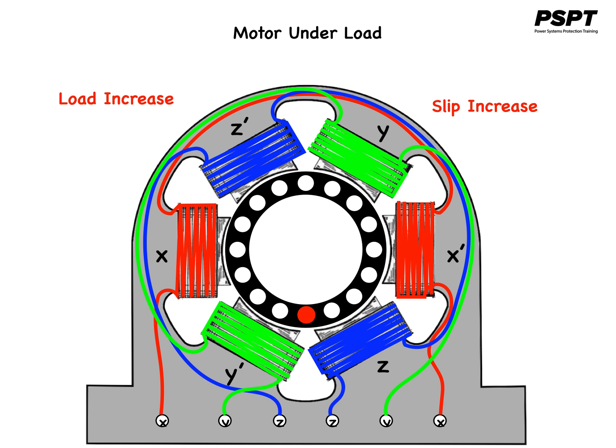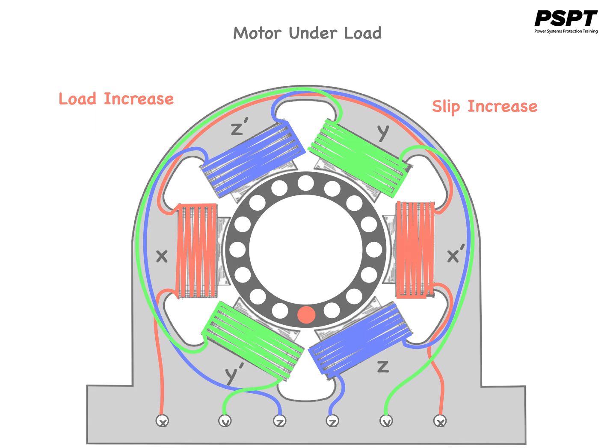That is, motor speed decreases slightly. This results in greater relative speed between the rotor flux and the rotor conductors. Consequently, rotor current is increased, producing a higher torque to meet the increased load. The reverse happens should the load on the motor decrease.